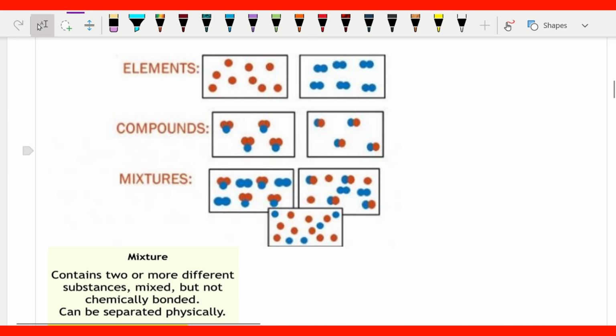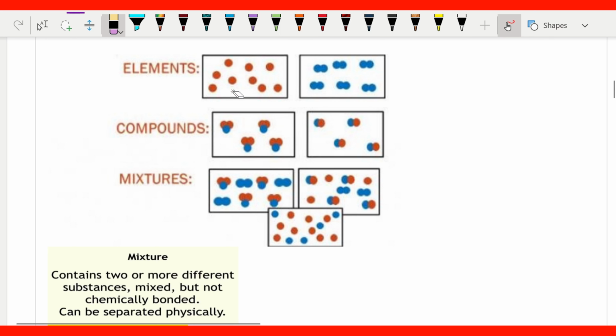This is an element. You can see one same color, same type, so this is an element. In here is a compound, with different colors of atoms. This is the same element, sorry. So this is the same element, and this is a molecule. Let's say this is a hydrogen molecule, H2, two H atoms. So this is an element, a molecule of hydrogen, for example, and this is, let's say, the helium element.